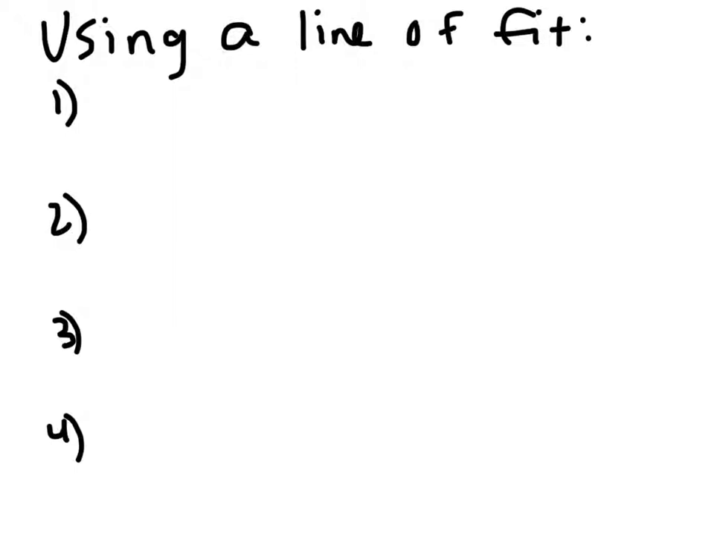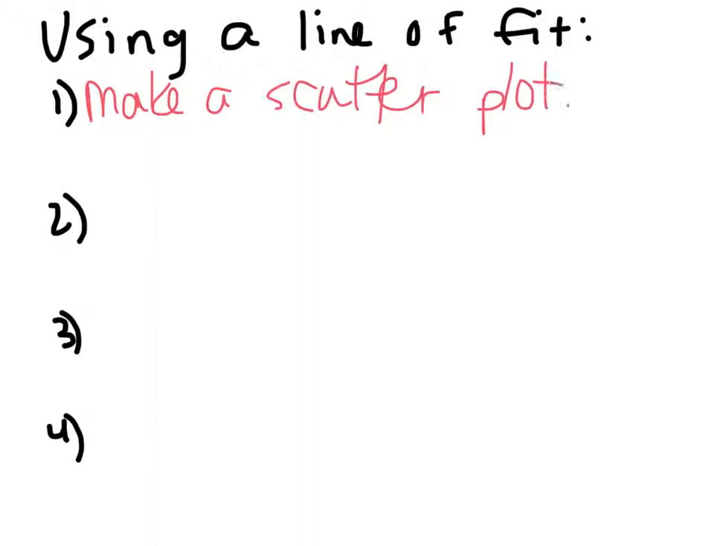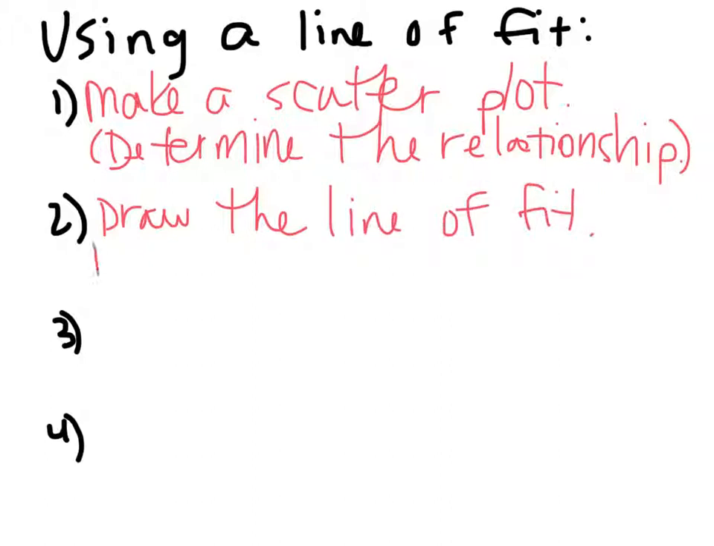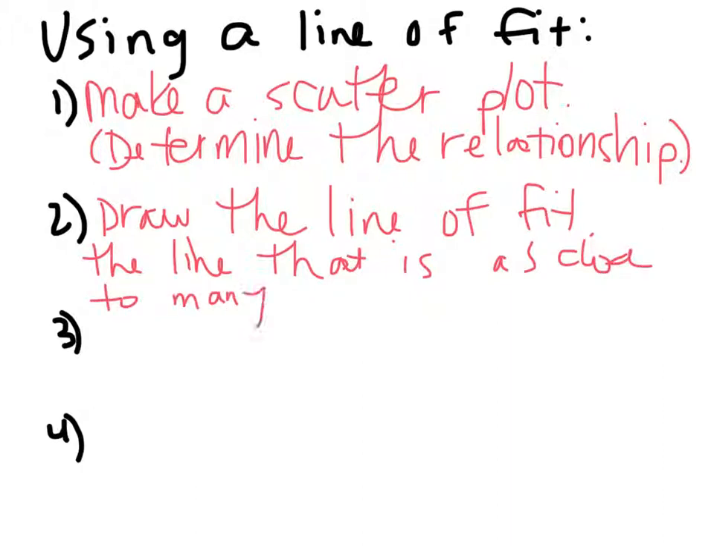Okay, now how we use a line of fit is we first make a scatter plot. So we plot all the points, and we determine the relationship. We first have to decide if it's a positive correlation, a negative correlation, or maybe there's no correlation. If there's no correlation, we don't draw a line of fit. So we make a scatter plot, and then we draw the line of fit, the line that is as close to many data points.